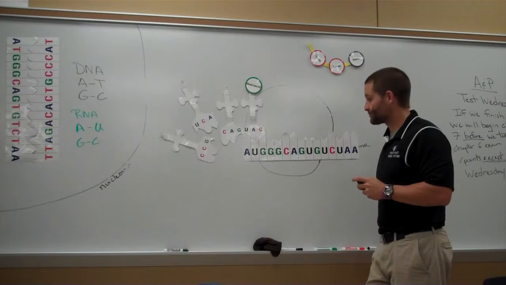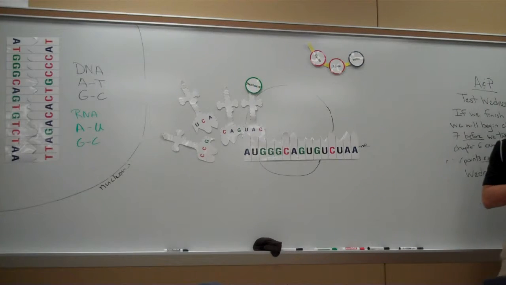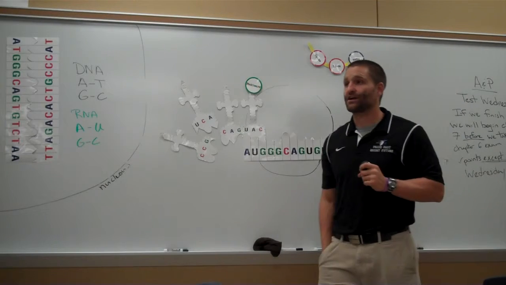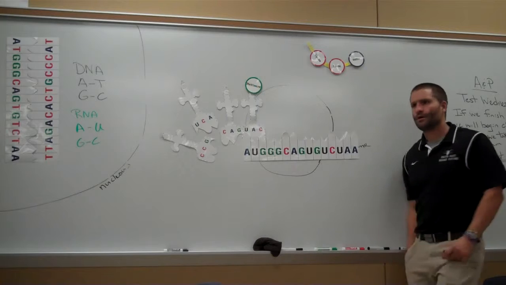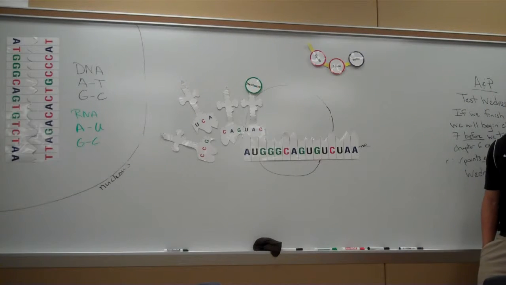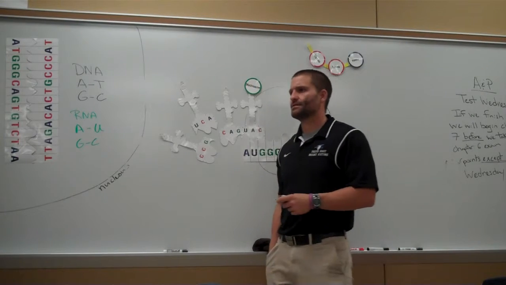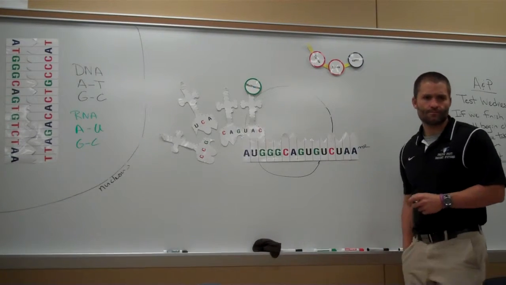A codon. In your notes, you'll need to write this down, is a 3-nucleotide sequence on the messenger RNA that codes for one amino acid. That's a whole mouthful, but it's really simple once you understand the process.